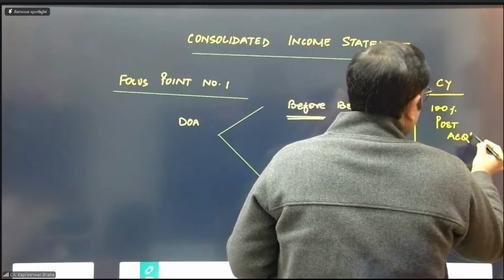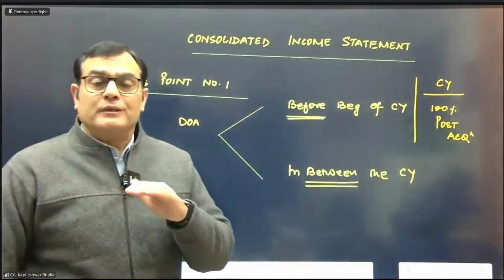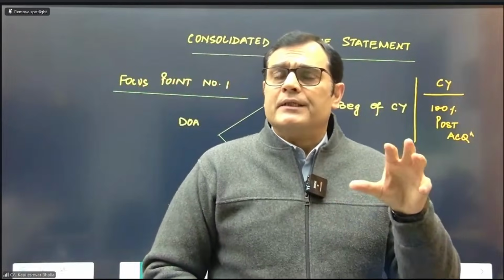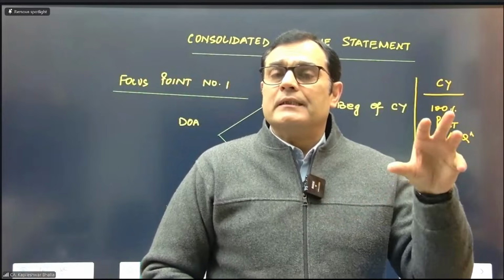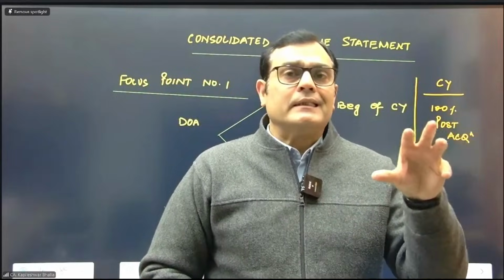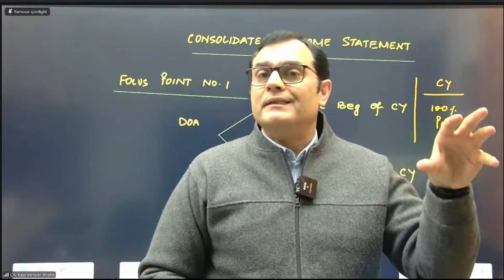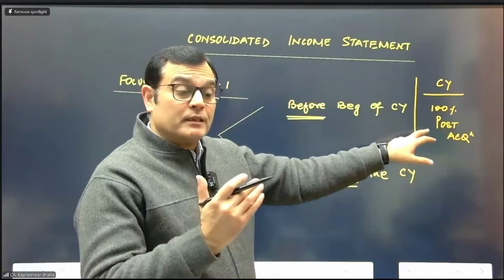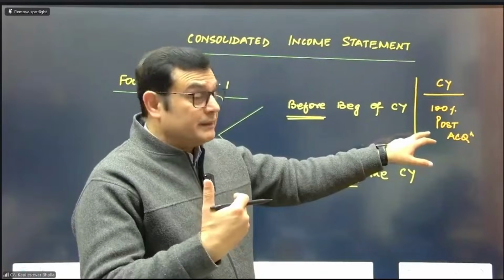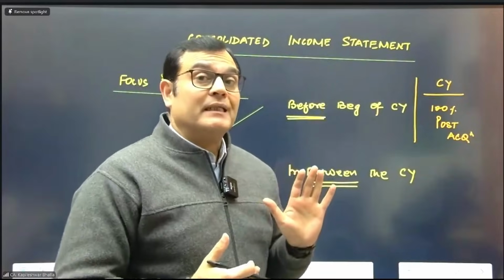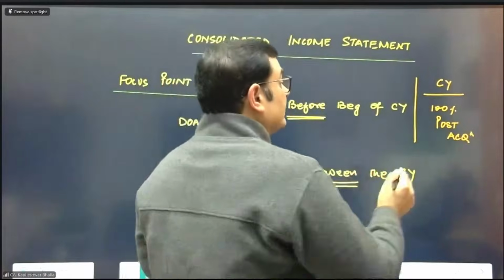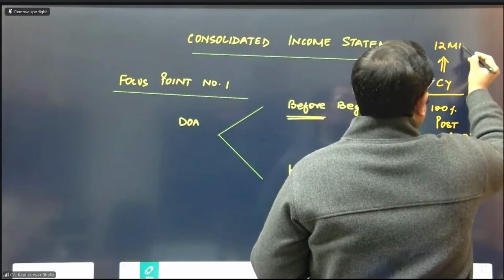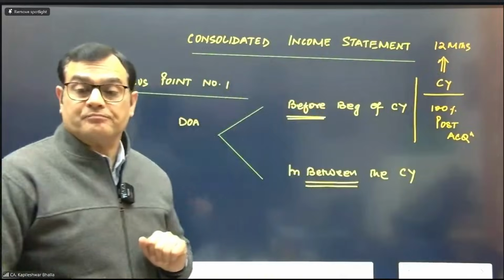The current year profits are 100% post-acquisition, so you can aggregate 12 months income, you can aggregate 12 months expense. Just like a balance sheet, you aggregate the assets and liability. In the income statement, we aggregate the income and expense. So once you know that the date of acquisition is before the current year, you can aggregate 12 months income and 12 months expense.